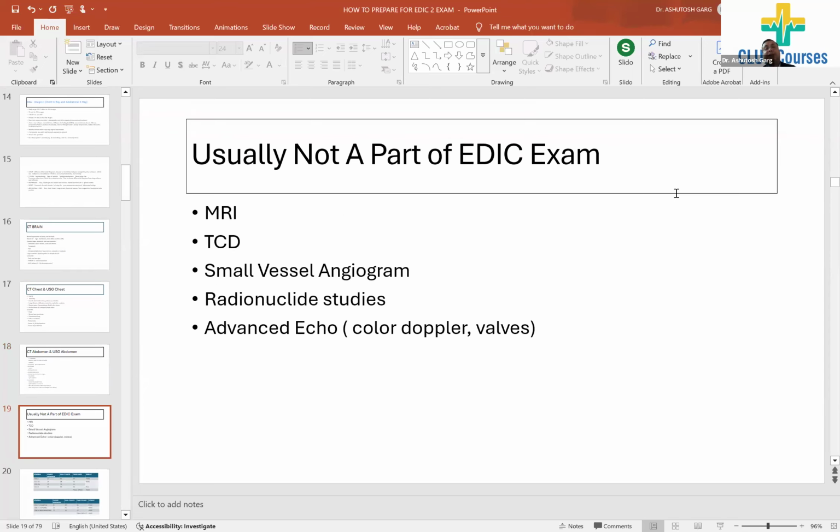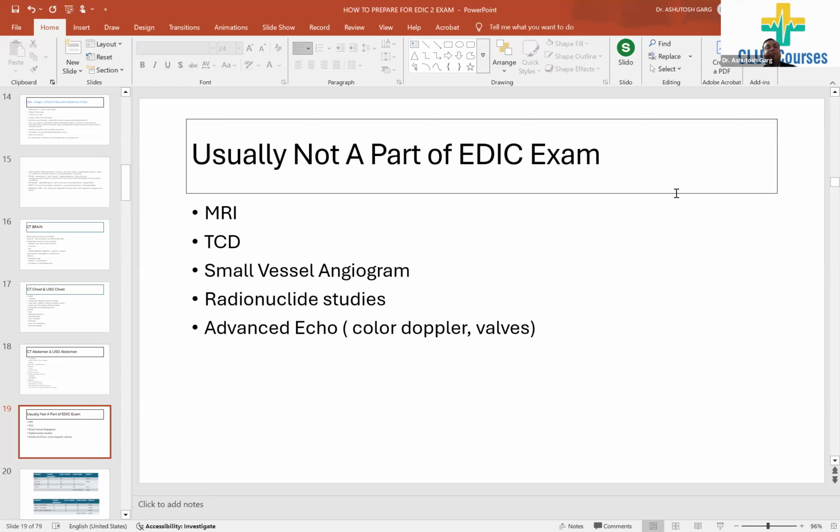So you can find these types of things, but usually these things are not a part of the EDIC exam, like MRI. Usually they don't ask MRI. Transcranial Doppler, small vessel angiogram, radionuclide studies, advanced echo like color Doppler or valves. Usually these are not part of the EDIC exam. But this is not a rule. They can ask, but you should not prepare for that.